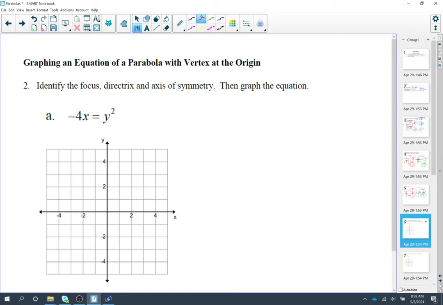Graphing an equation of a parabola with the vertex at the origin. Example 2, identify the focus, directrix, and axis of symmetry, then graph the equation. Letter A, negative 4x equals y squared.